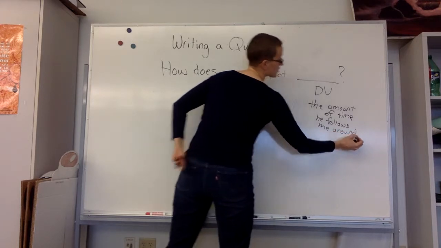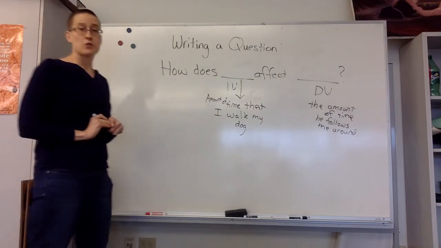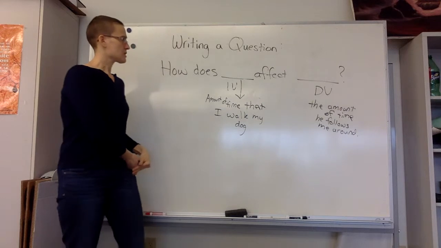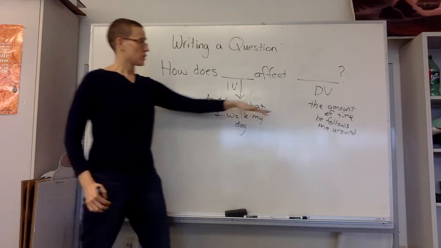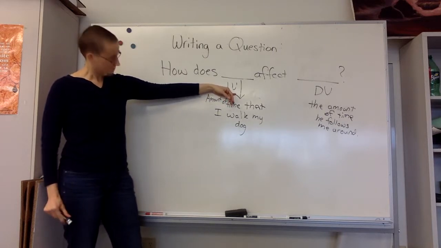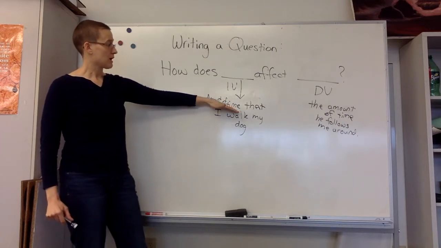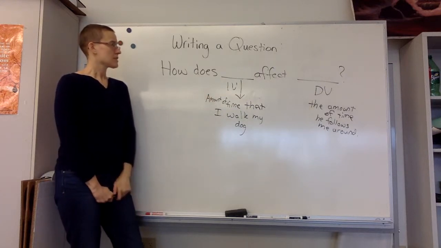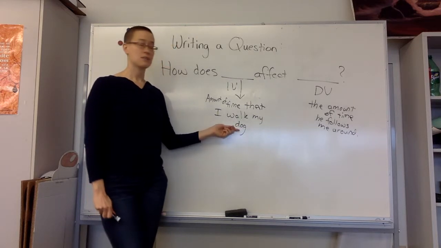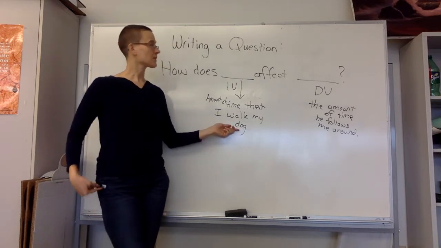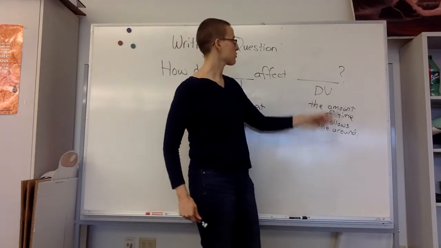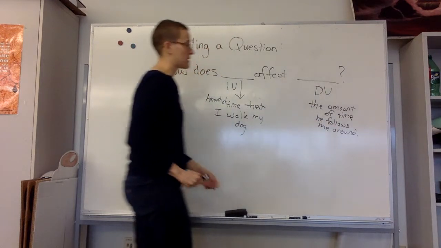Okay. So I filled in my 2 blanks here. So I'm going to use this basic structure. How does blank affect blank? I'm going to fill in these blanks with my 2 variables. Now my first blank gets my independent variable. And my independent variable in this case is the amount of time that I walk my dog. That's the one that I'm going to purposely change. So as I go through my experiment, I'm going to change the amount of time that I walk my dog every day. Now as a result, the amount of time that he follows me around is going to change. So that's my dependent variable, and that goes in my second blank.